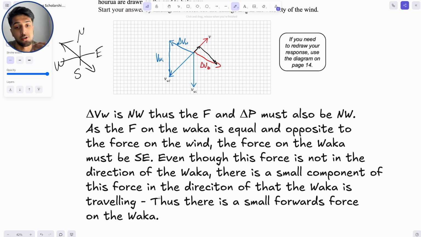Even though this force is not in the direction that the waka is traveling in, there's a small component of this force, which is this guy right here, that is in the direction that the waka is traveling. Thus, there is a small forwards force pushing the waka forwards.